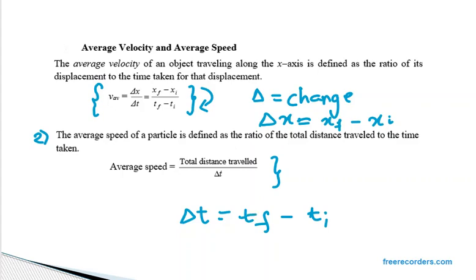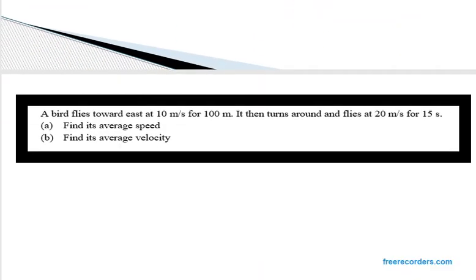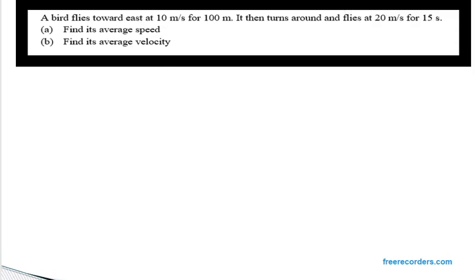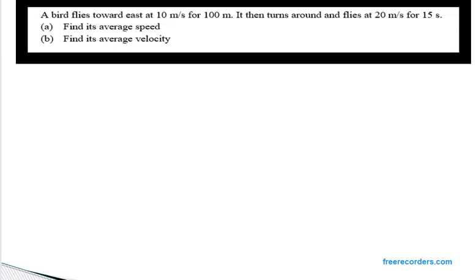So let's do one question related to this. It is given that a bird flies towards east at 10 meter per second for 100 meter, and then it turns around and flies at 20 meter per second for 15 seconds. You need to find the average velocity and average speed. So let us take a rough sketch for the same.